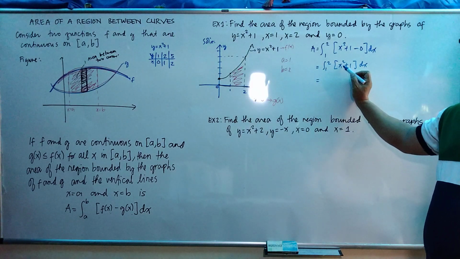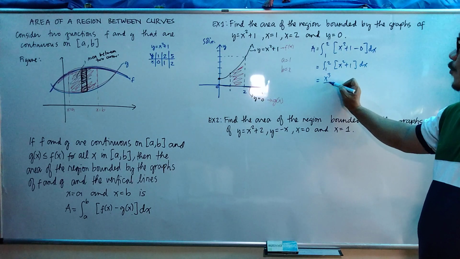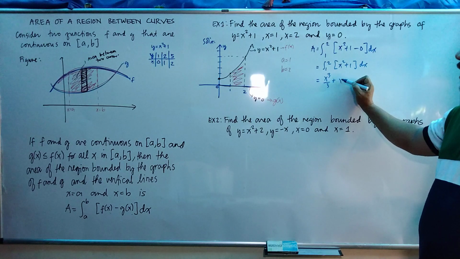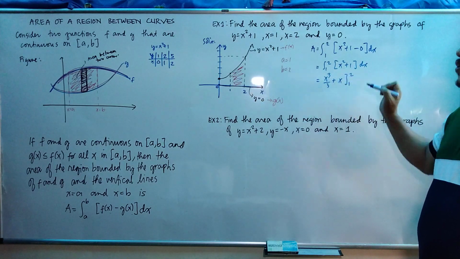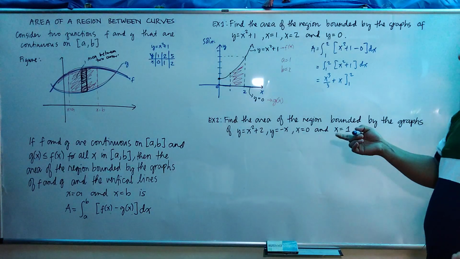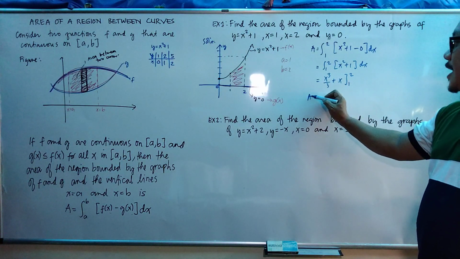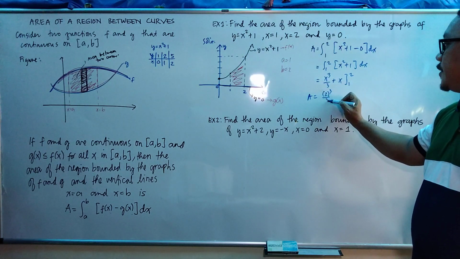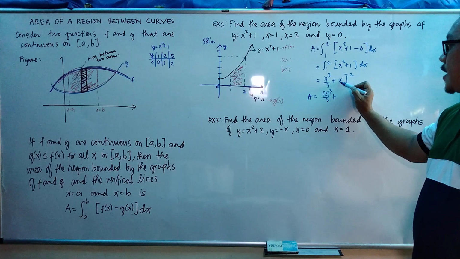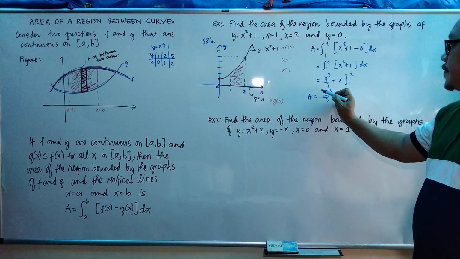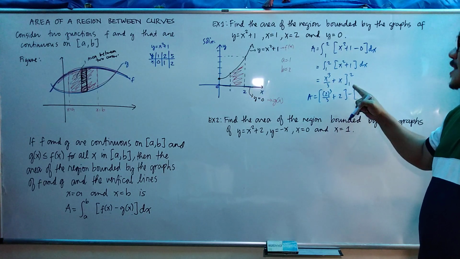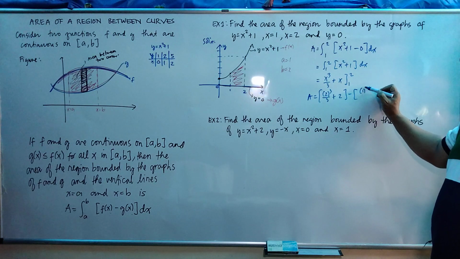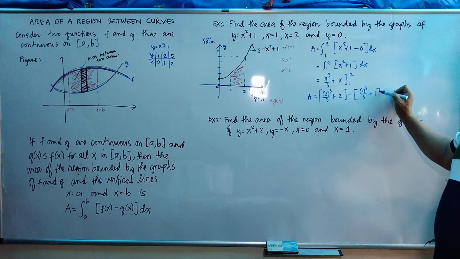What is the integral of x squared? You have x cubed over 3. How about the integral of 1? You have x, from 1 to 2. Let's solve this one. For the area, we will substitute 2 first: you have 2 cubed over 3 plus 2, minus, we substitute 1 in place of x: 1 cubed over 3 plus 1.